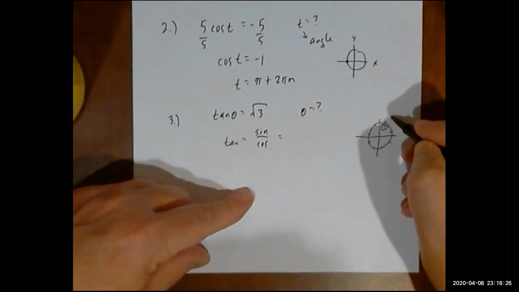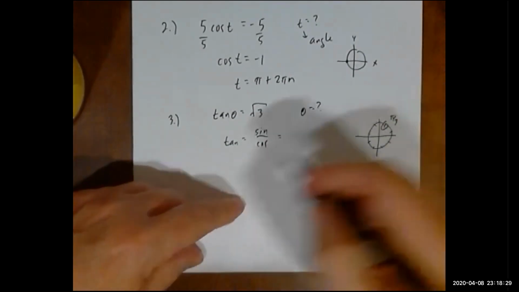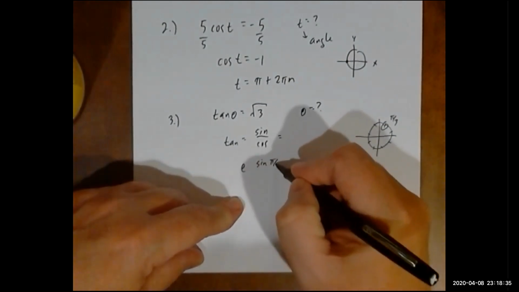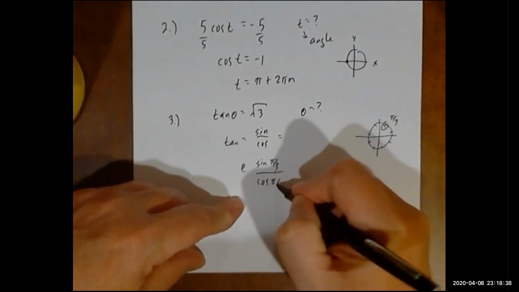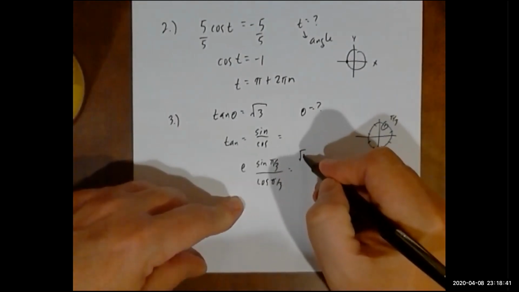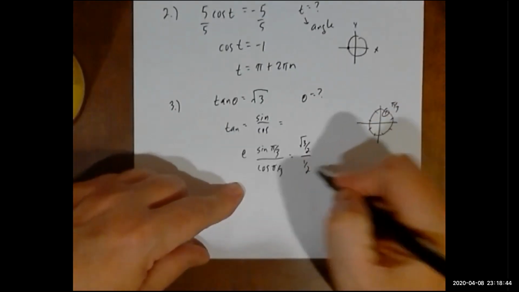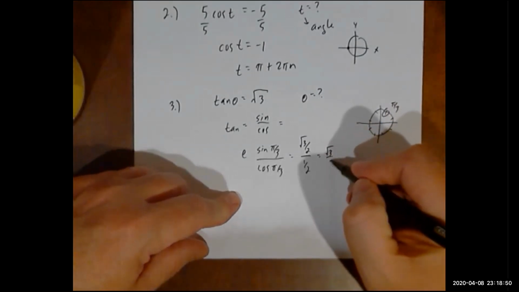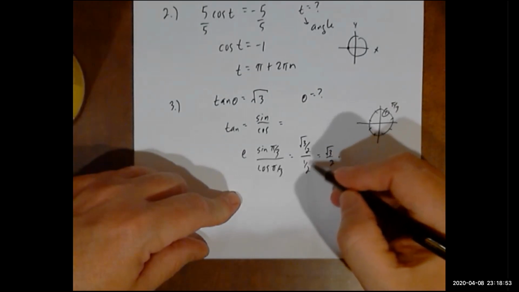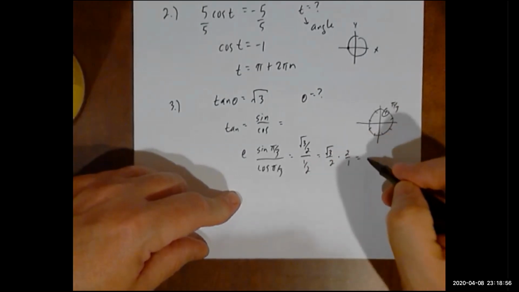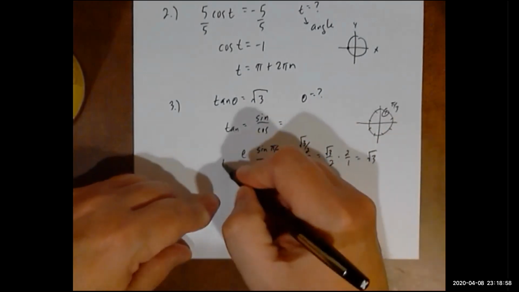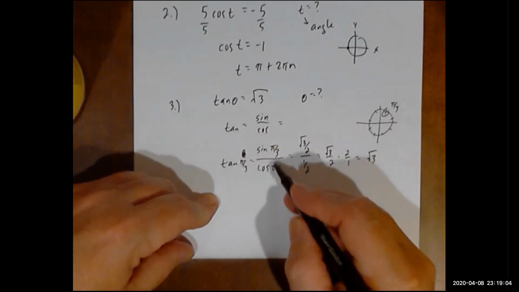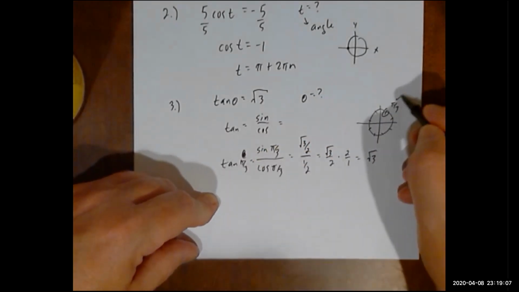So that happens at pi over 3, because sine pi over 3 over cosine pi over 3 is square root of 3 over 2 over 1/2. If you want to simplify this complex fraction, you write the top fraction multiplied by the reciprocal of the bottom fraction. Those 2's cancel. So the tangent of pi over 3 is square root of 3. So that's going to be a solution.